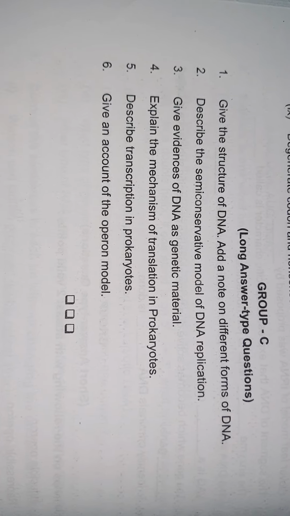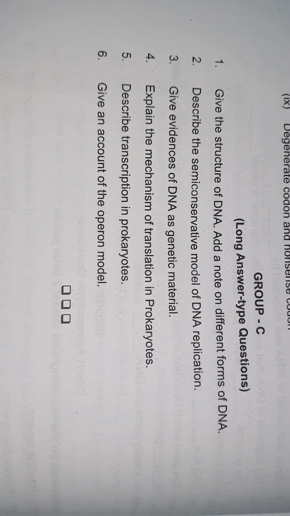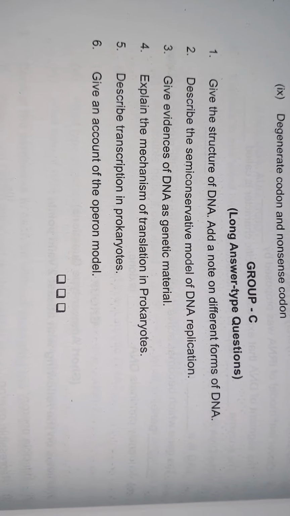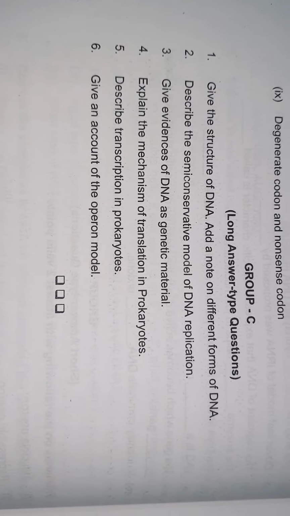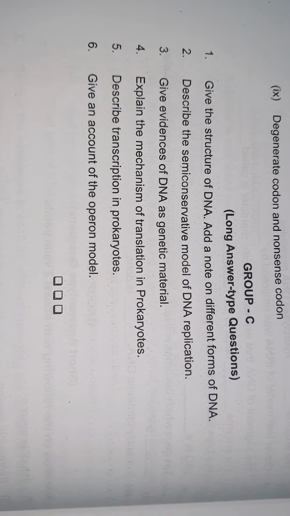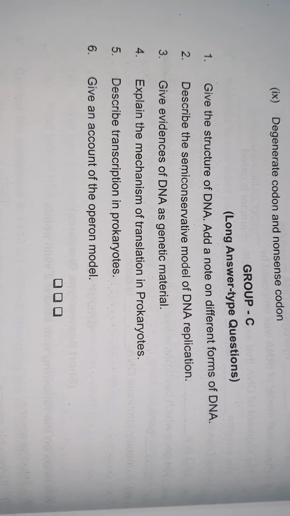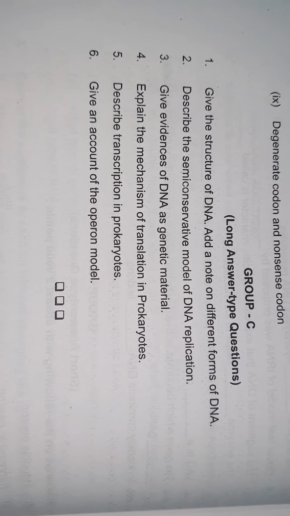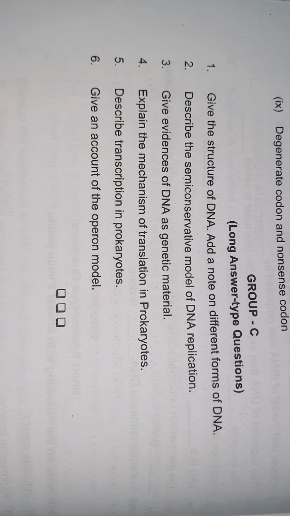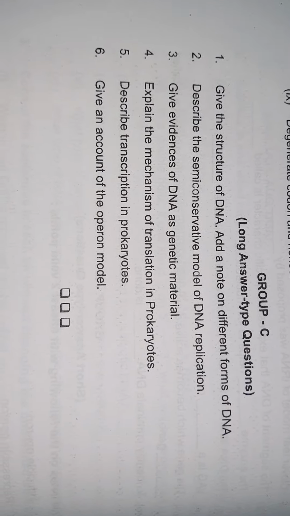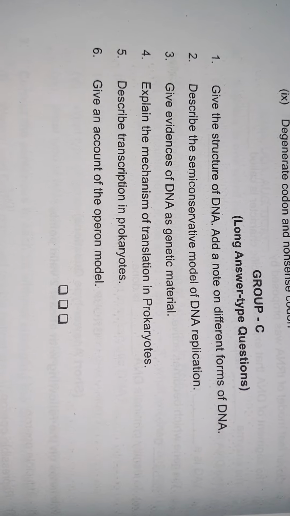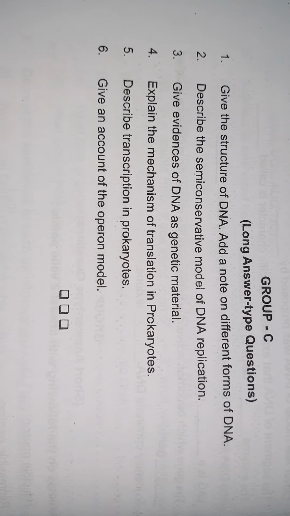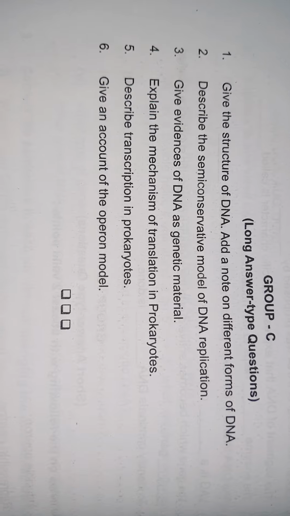Second important question, describe the semi-conservative model of DNA replication. You have to write what the semi-conservative model is. Then give evidences of DNA as a genetic material, different experiments, Griffith's experiment, Hershey and Chase's experiment. You have to write all of them. Explain the mechanism of translation, describe the mechanism of transcription, then give an account of the operon model. So these are some important questions of your chapter molecular basis of inheritance.